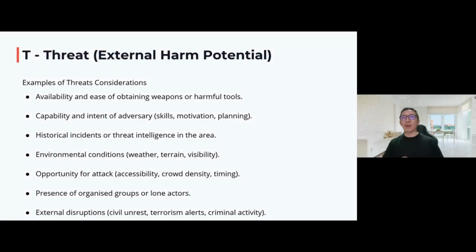Is it easy to obtain the weapons, the explosive? Is it easy to carry out the attack or not? The capability? Are there incidents that have happened before? Because incidents happening before means there's an example reference for this terrorist. Okay, so there's a list of all these examples.